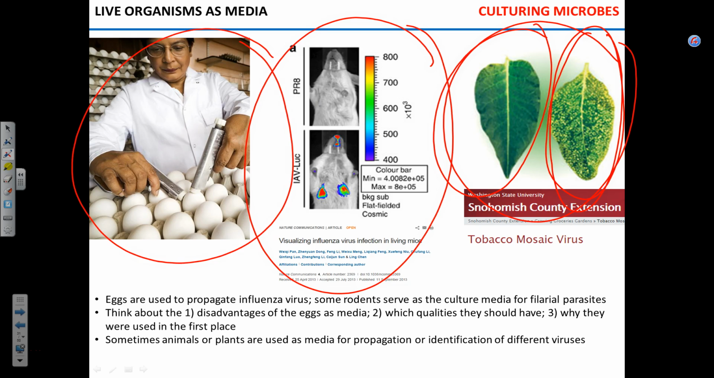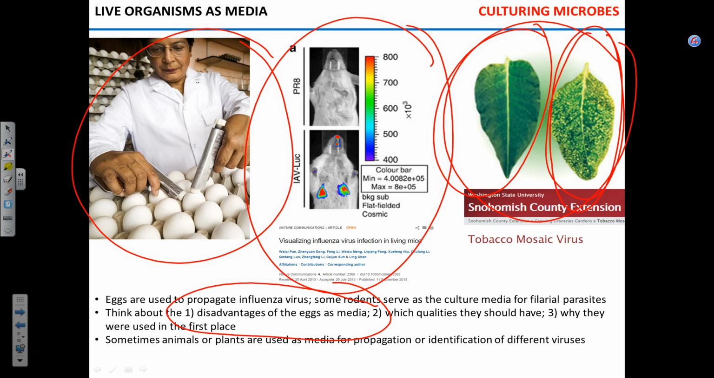You see that woman that inoculates eggs with influenza virus? The vaccine that you get, the inactivated virus that is in flu vaccine, is grown in eggs. So let's ask ourselves why eggs is not a perfect medium for growth.